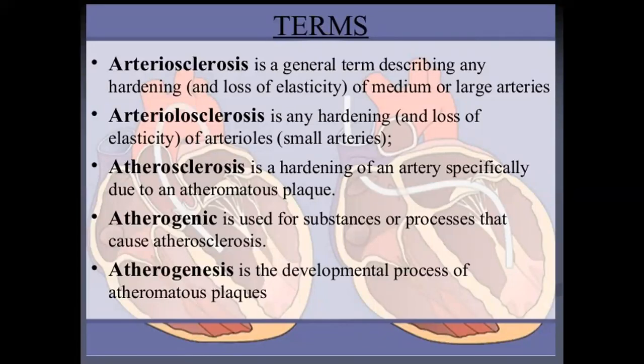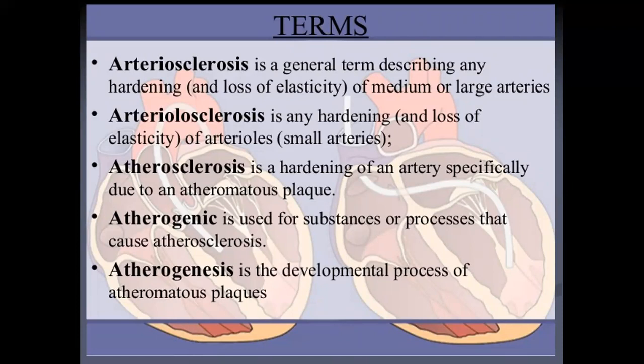Some important clinical correlates regarding your cardiovascular system. This includes arteriosclerosis. Sclerosis means hardening, arterio means arteries. So it is the hardening or loss of elasticity of medium or large arteries. Arteries become hardened and lose their elasticity. Then you have arteriolosclerosis. This is the hardening or loss of elasticity in arterioles, small arteries. Arteriosclerosis was for medium and large arteries.